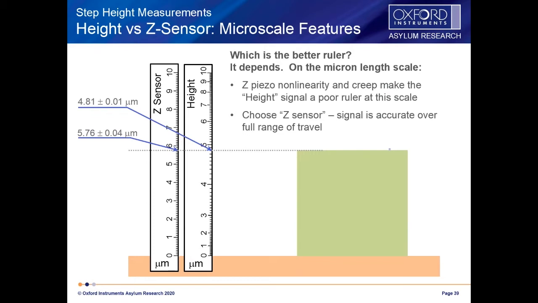The Z sensor gave me a height of 5.76 microns. The Z piezo gave me a height of 4.81 microns. I would trust the numbers from the Z sensor because it's more linear. Now, on the other hand, let's say we want to measure that tiny little cube on top.